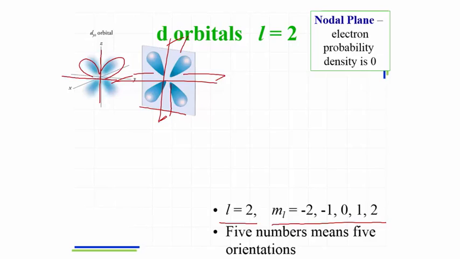So don't think that this is an orbital. That's not the orbital. The whole thing is the orbital, and an electron can move about anywhere in that space if it's got the right energy to be located in that orbital.